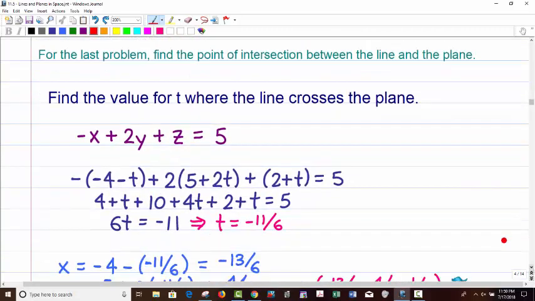If I substitute each of those in there for x, y, and z, what that's going to do is find me the value t where that point is hitting that plane. Sorry, where the line's hitting the plane. That will tell you the t. Now that won't be the final answer.